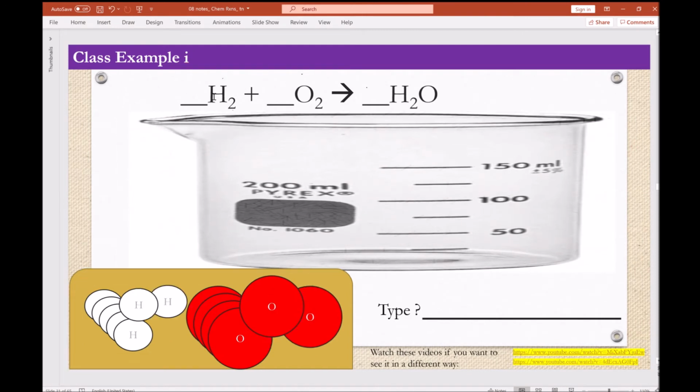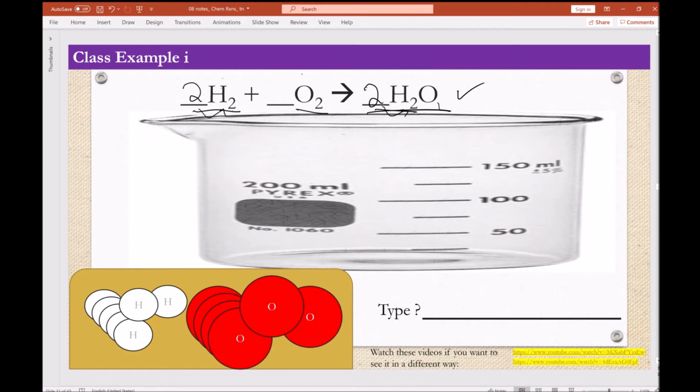For example, we have hydrogen gas reacting with oxygen gas to produce water. Let's balance. We have 2 hydrogen atoms in the reactants, 2 in the products, 2 oxygen atoms in the reactants, 1 in the products. We'll put a 2 here so that I have 2 atoms of oxygen. That's changed my number of hydrogen to 4, so I'm going to put a 2 in front of hydrogen so that I have 4 atoms of it. Let's check. 4 hydrogen, 4 hydrogen, 2 oxygen, 2 oxygen.